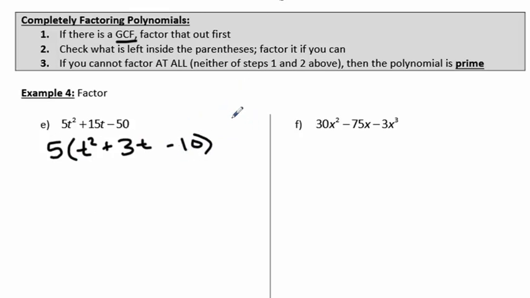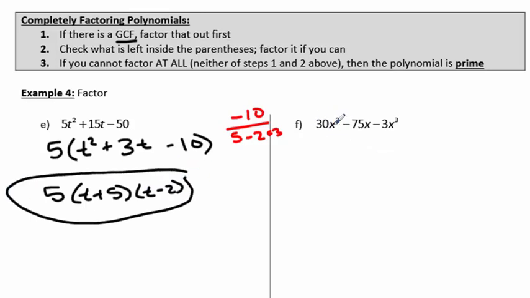To factor this again, I'm going to take my negative 10 and try to break that up into two things that are going to add to 3. Since the 10 is negative, I know one positive, one negative with a larger positive. So 5 minus 2 is 3, so this can be factored further. We're going to leave your 5 outside, and t plus 5, t minus 2. So this is 5 times t plus 5 times t minus 2.